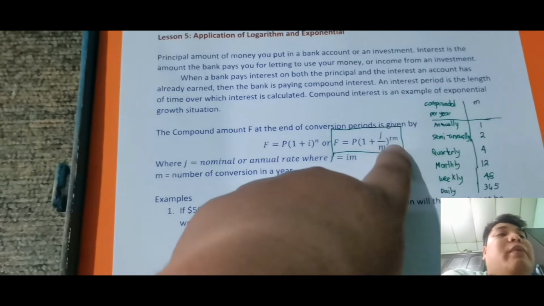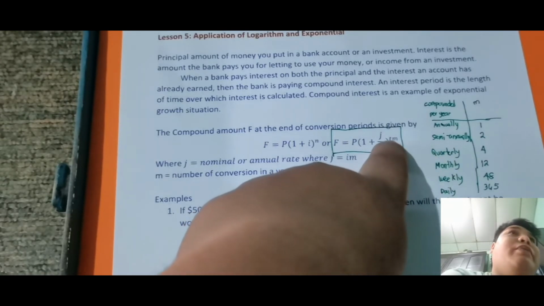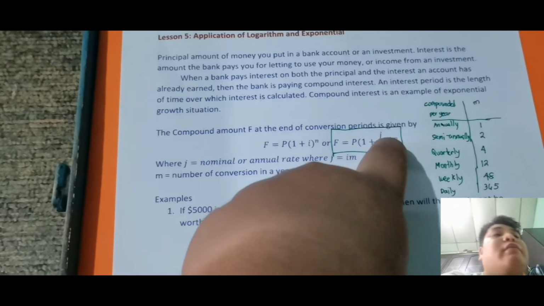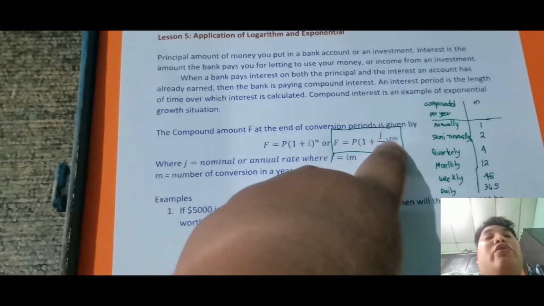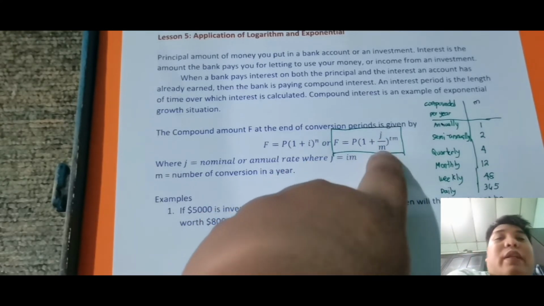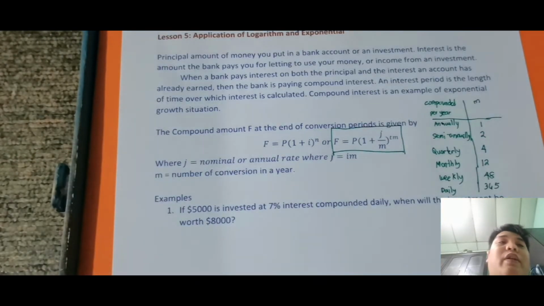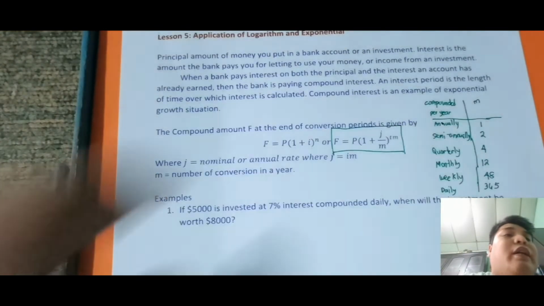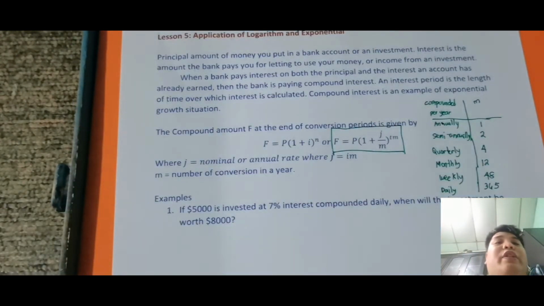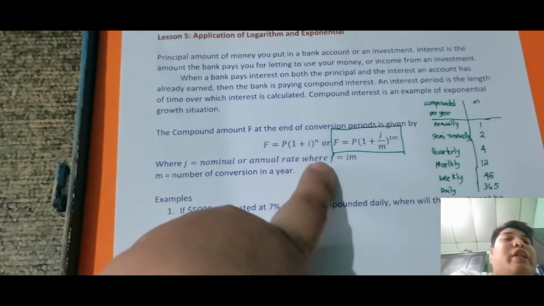Okay, then yung tm, yung t is yung time. So for example 5 years, in 5 years ko siya i-invest. So 5 years ko siya lalagay sa bangko. So yung t is 5. Then yung m is yung nakadepende tayo dito. So again, yun nga yung sinasabi na kung siya ay compounded annually, yun pa rin yung m na ginagamit natin. Okay, so where j is the nominal or the annual rate, where j is equal to im.